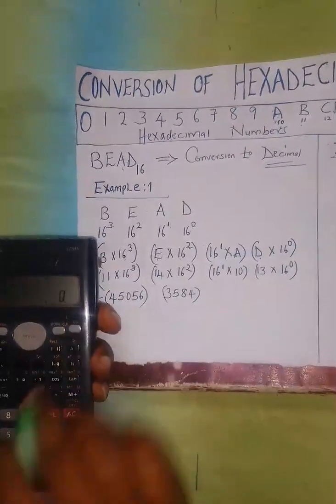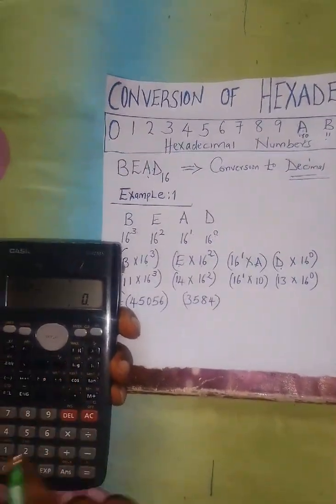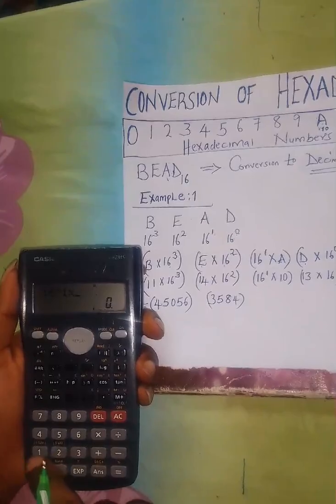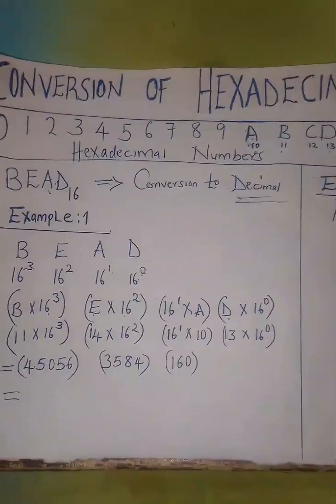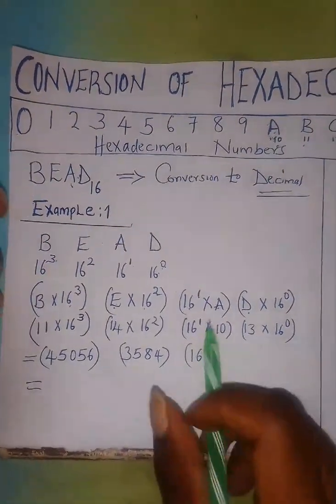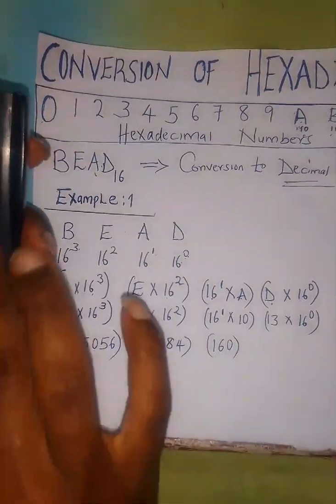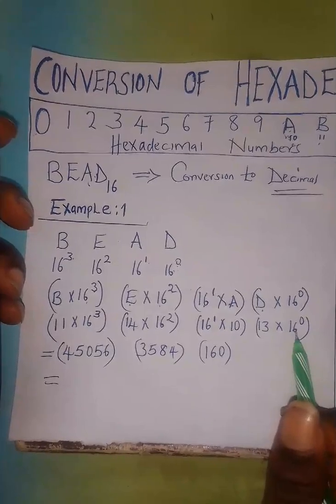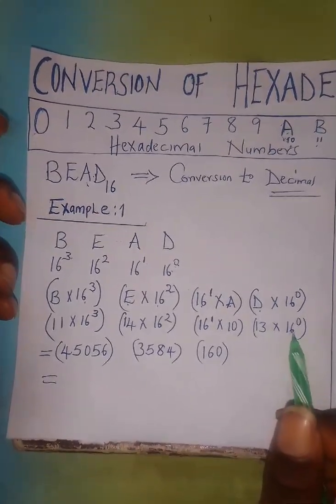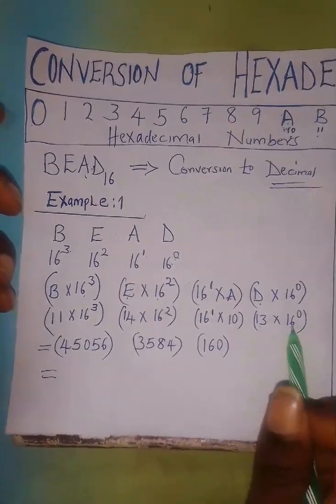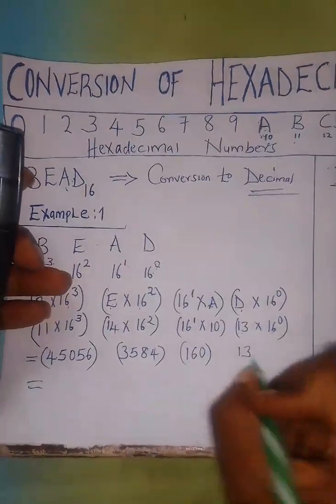What about 16 power 1 multiplied by 10? It is 160. What about 13 times 16 power 0? 16 power 0 is 1. So 13 times 1 is 13.